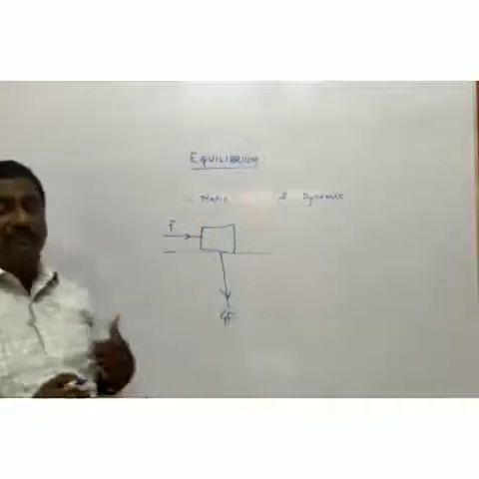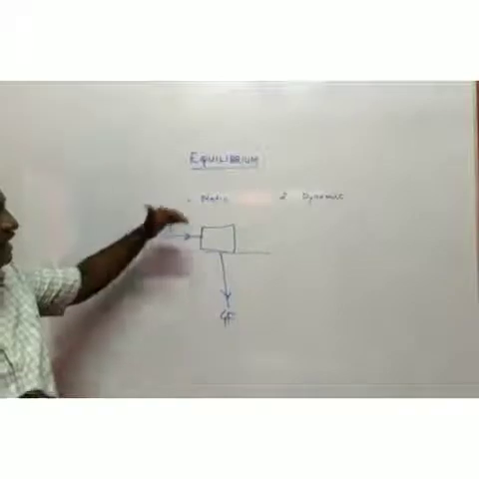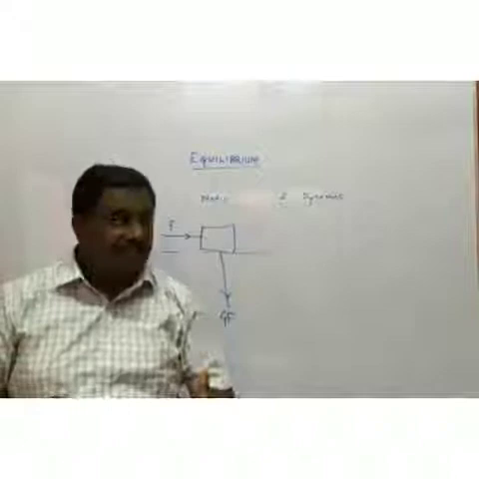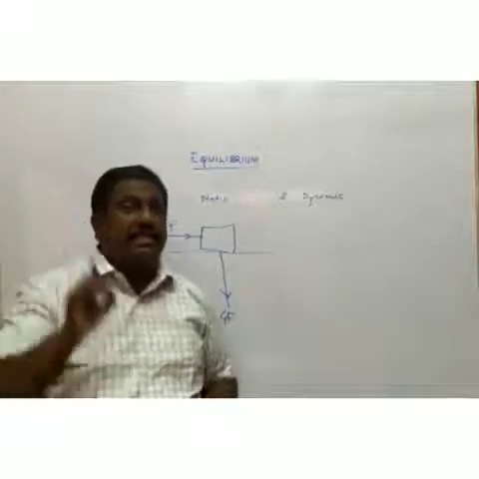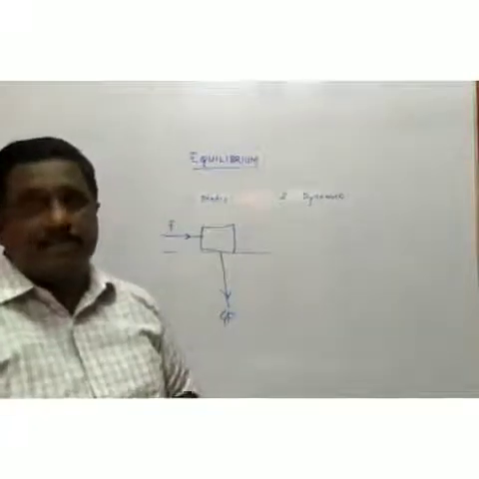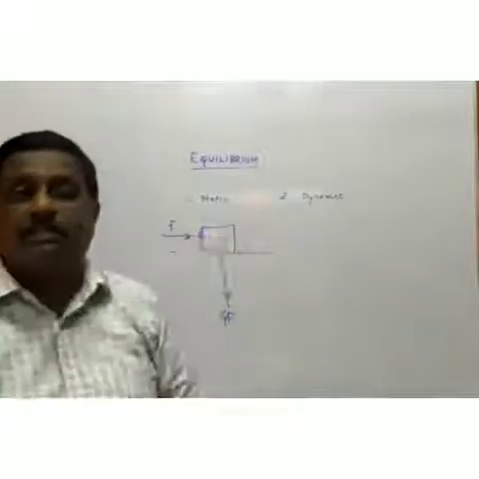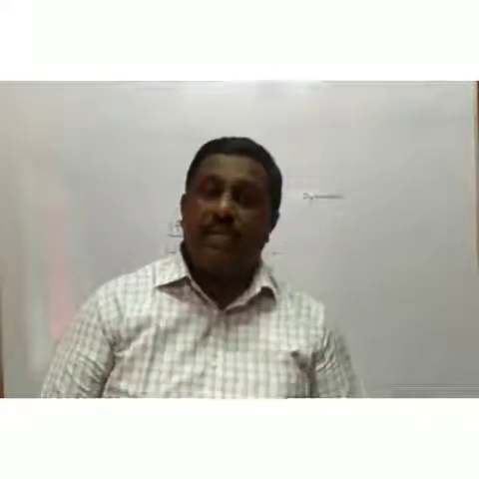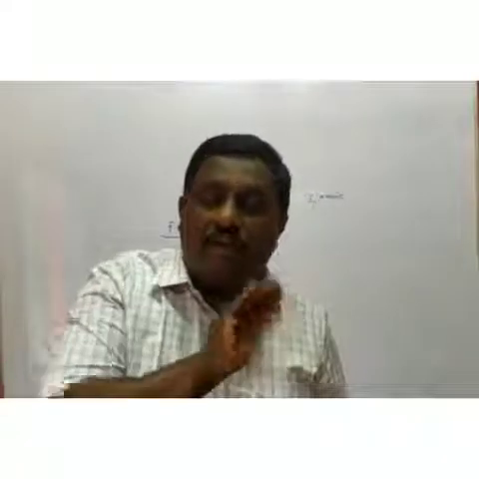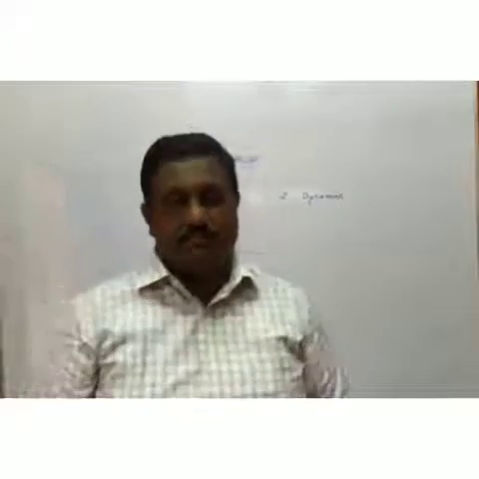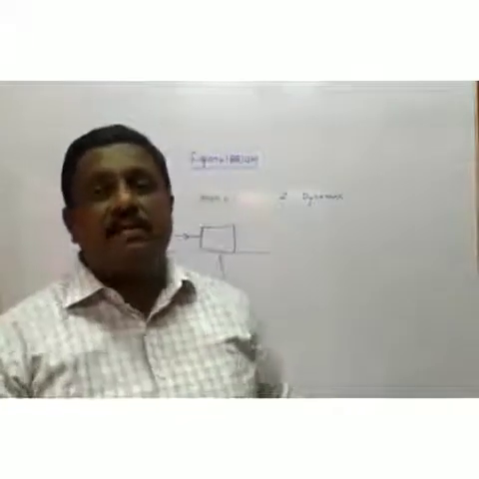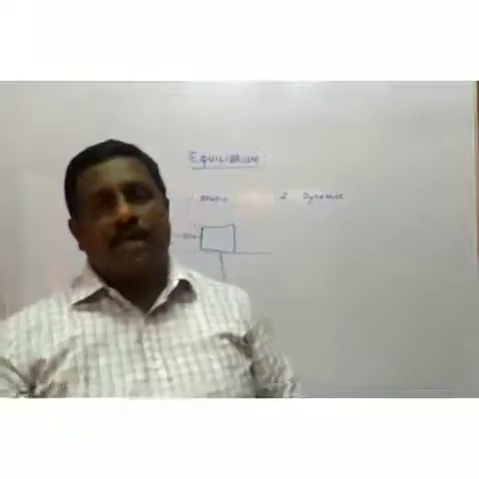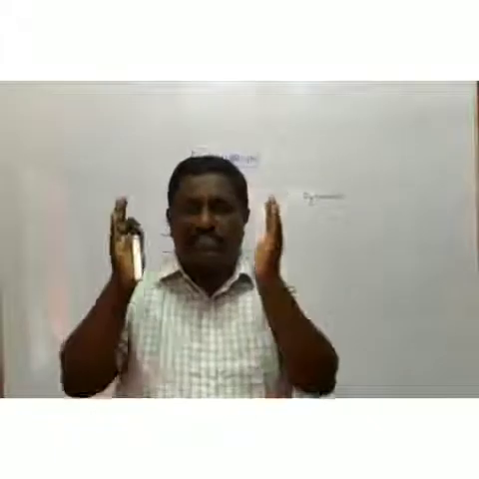We can classify equilibrium into two. One is static equilibrium and the second one is dynamic equilibrium. Static equilibrium means, suppose a body is at rest, then we are applying several forces, but it has no change in its position. Then we can say that is a static equilibrium. Can you follow me? We are applying a force on a body which is at rest.